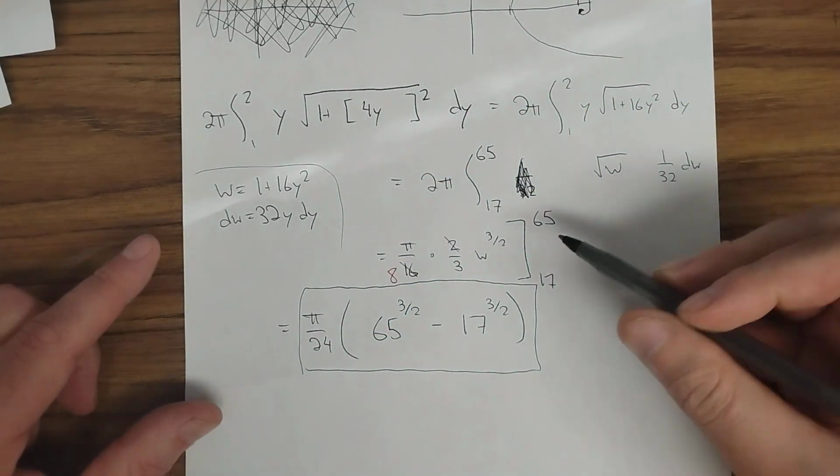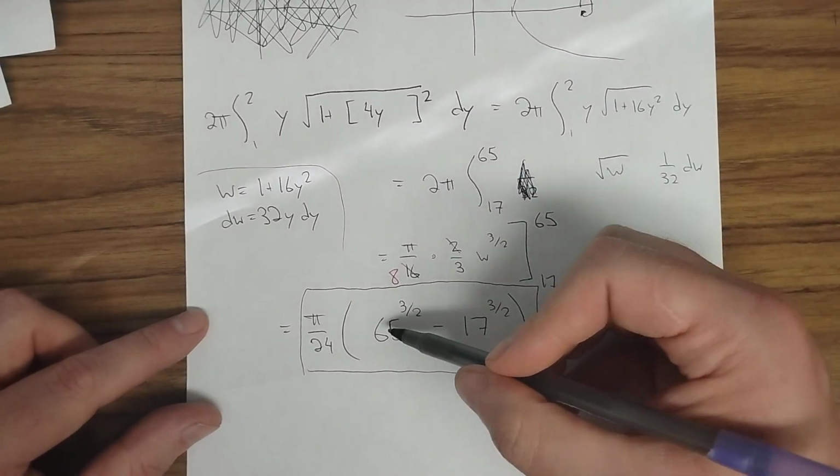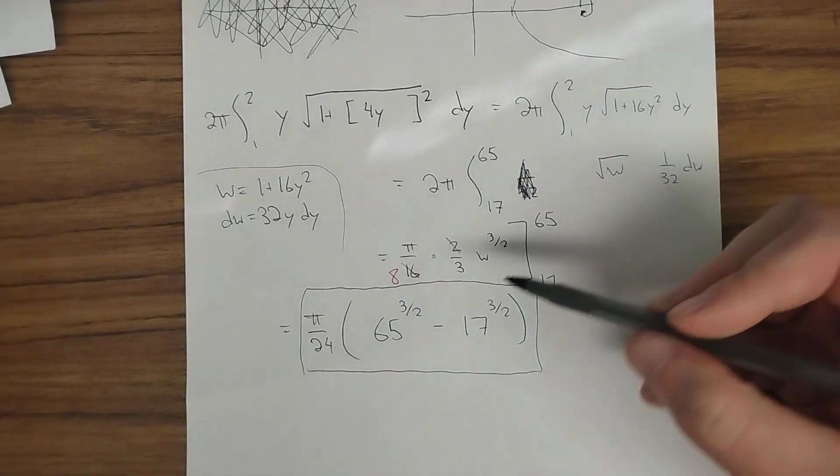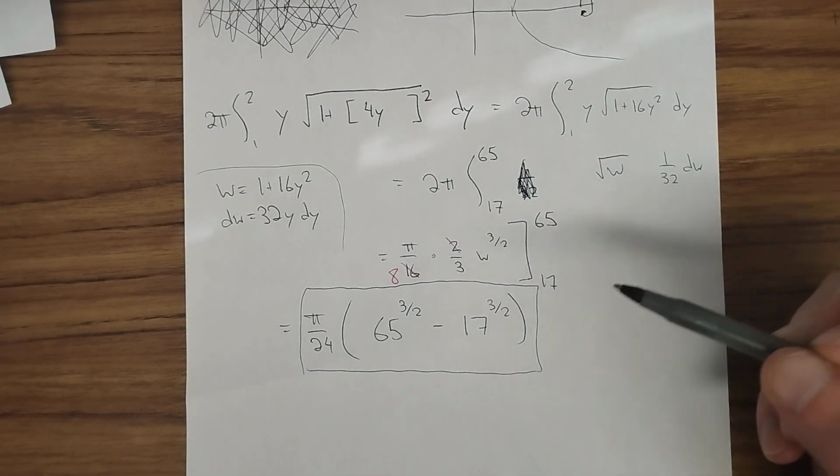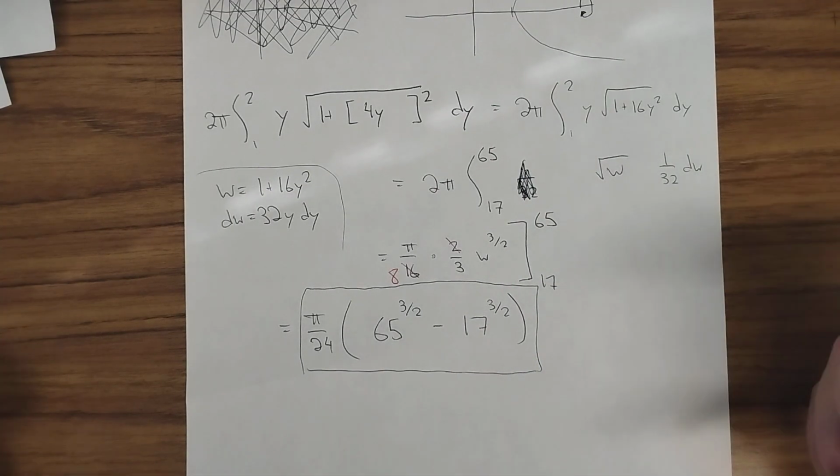These square roots don't really simplify, because the 3/2, that's like doing the square root and then cubing it. If I could do the square root of 65 or the square root of 17, then I would be tempted to simplify it more, but let's just leave it like that.